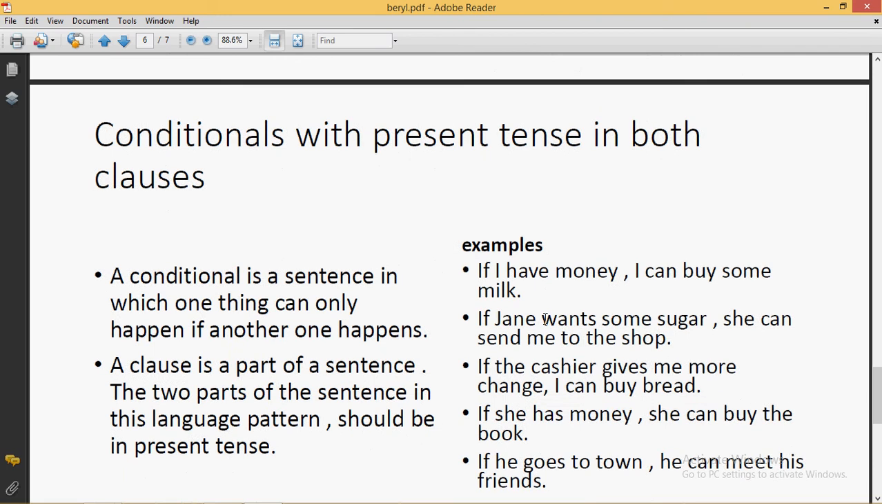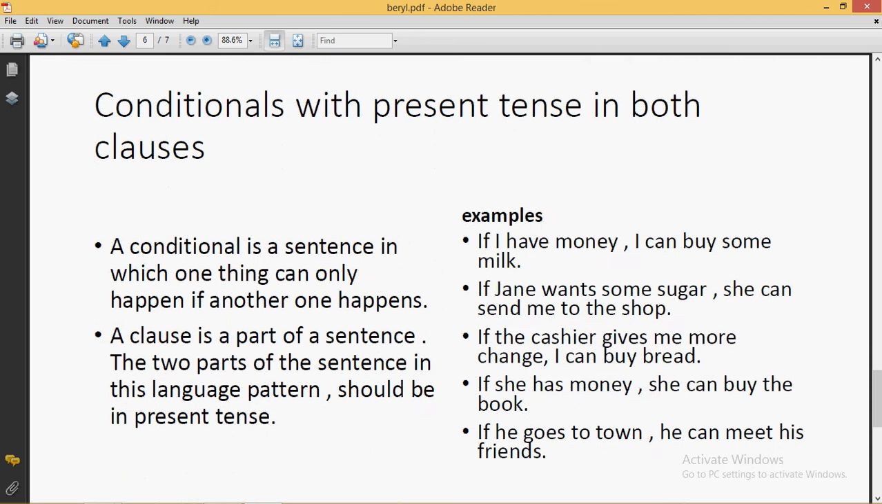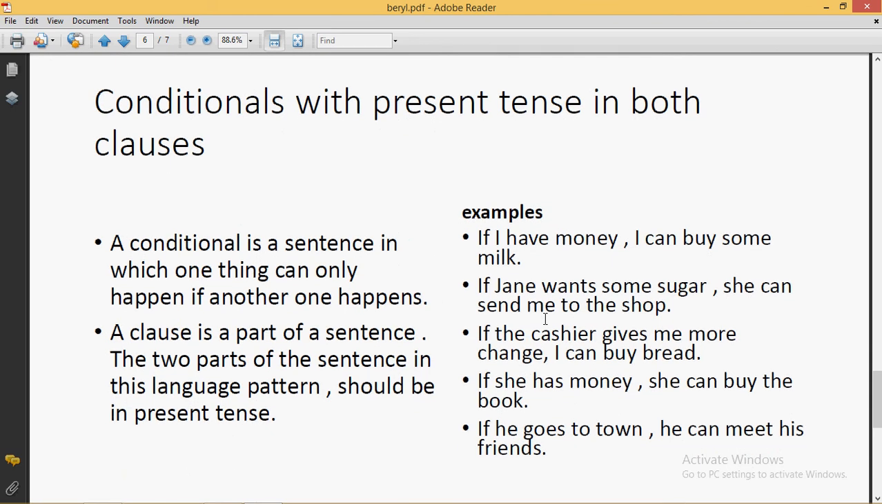Condition with present tense in both clauses. A conditional is a sentence in which one thing can only happen if another one happens. A clause is a part of a sentence. The two parts of the sentence in this language pattern should be in present tense. For example, I said the conditional is a sentence in which one thing can only happen if another one happens.